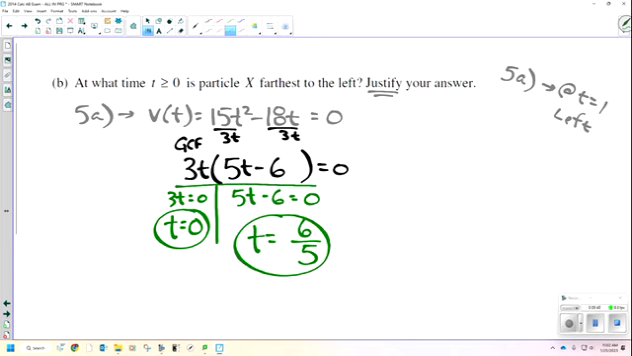This is another place that it stops, okay? So maybe it changes directions here, or maybe it stops and continues. I don't know, all right? But let's take a look.